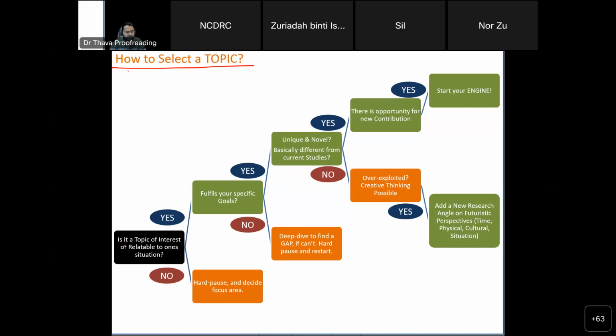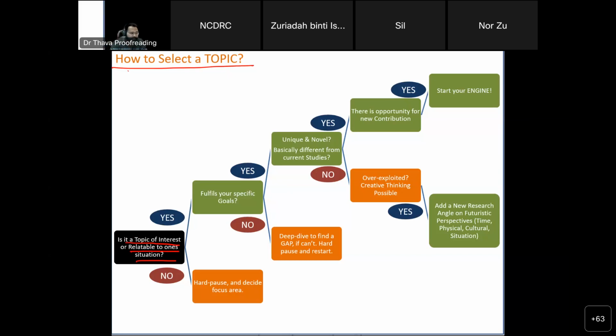First of all, is it a topic of interest or not? That's very, very important. We can't force ourselves to spend the majority of our time doing something that we don't have interest in. That's going to be very tough. And then the next important parameter is whether it's relatable to one's situation or not. Like most of you are doing a PhD that is related to your work life: teacher, education, school, especially in UPSI. UPSI is very much relatable to one's situation. So we basically work on those issues. Fantastic.